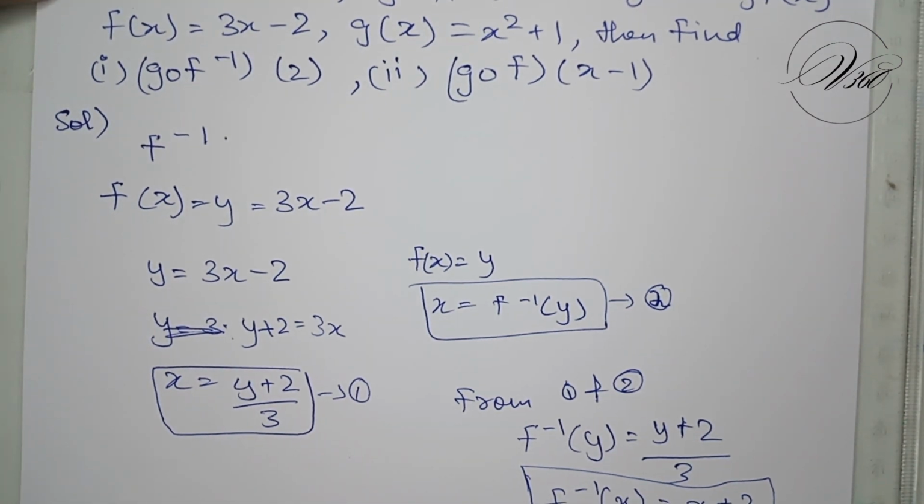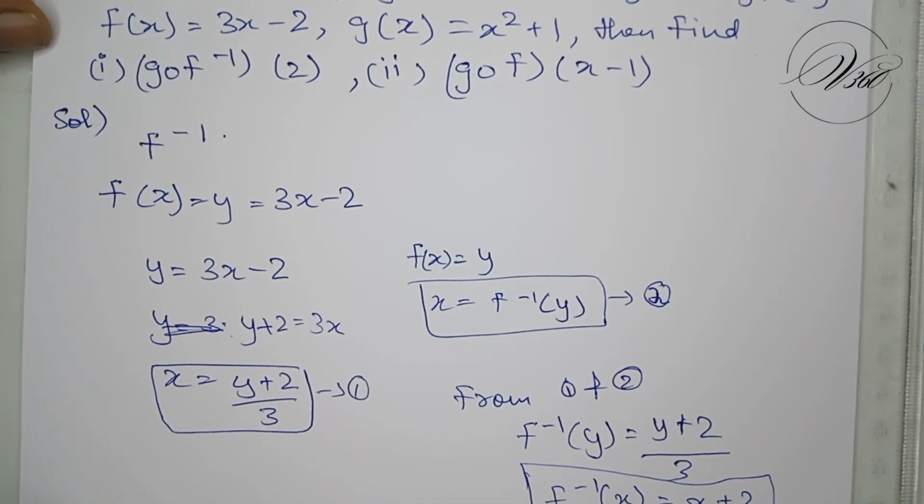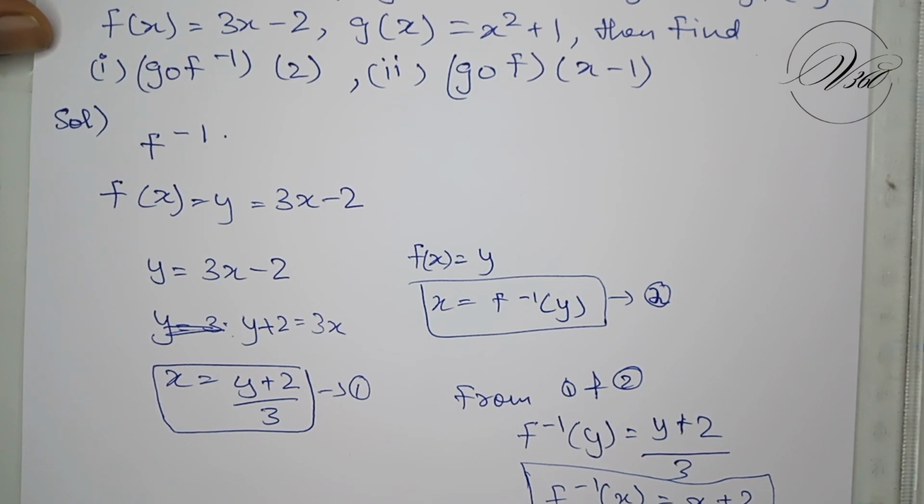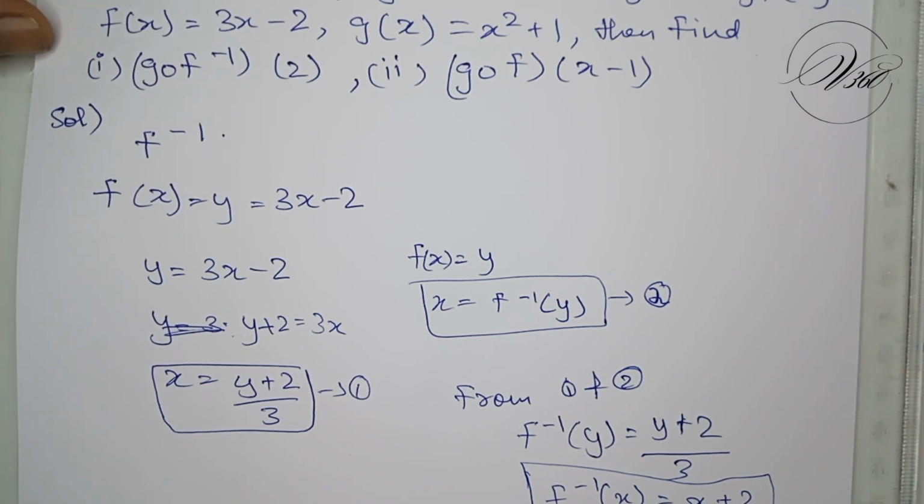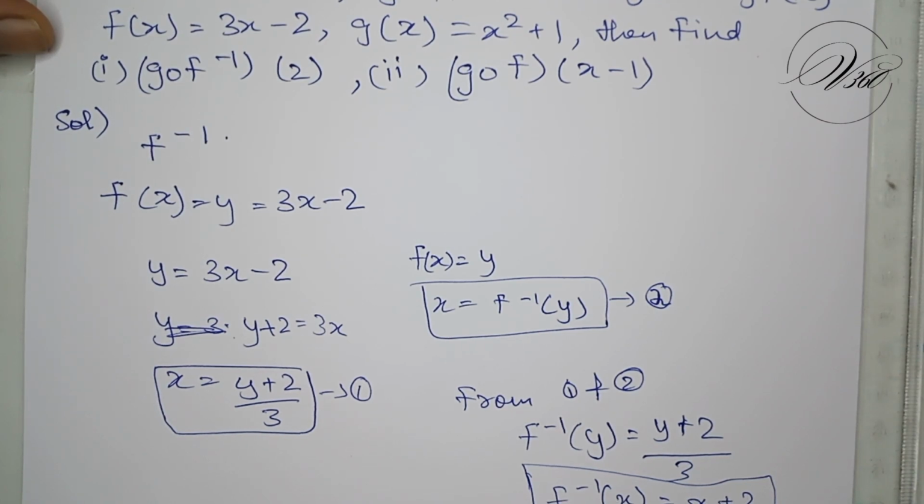Now we are going to solve the problem, that is first bit, G of F inverse of 2. Now here G of F inverse of 2 is equal to G of 2 plus 2 by 3, that is G of 4 by 3.